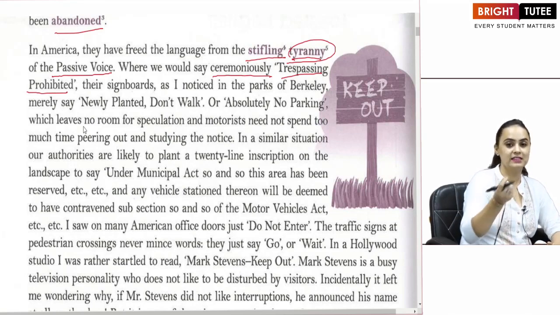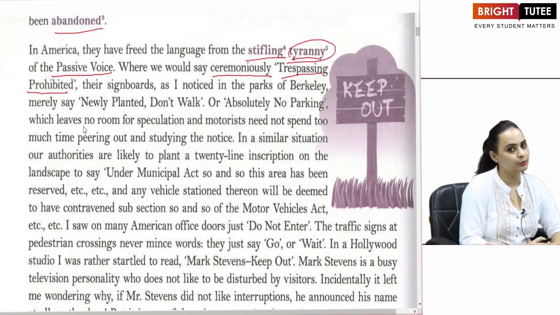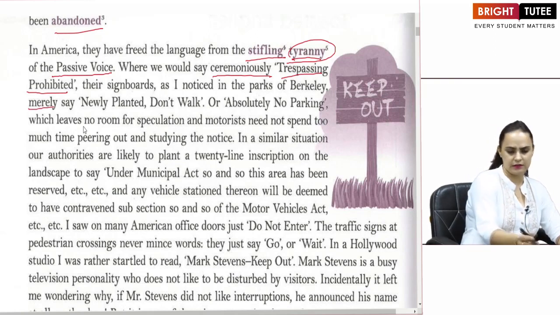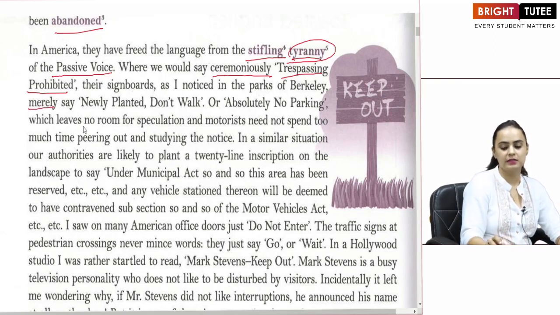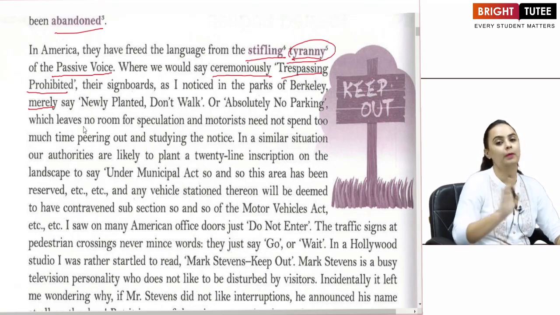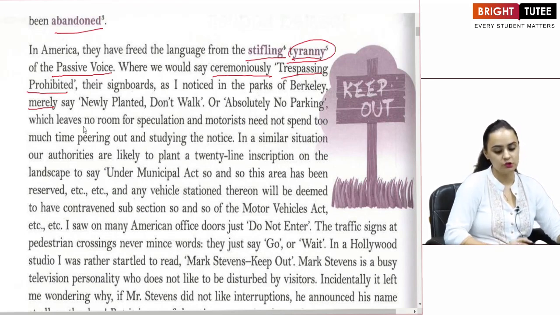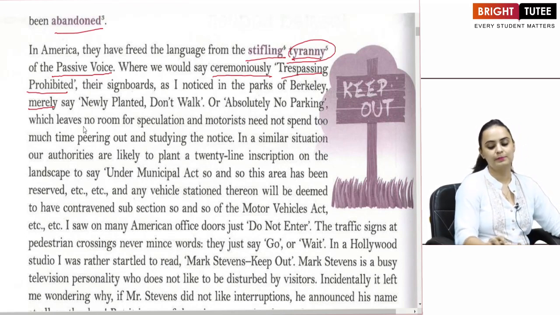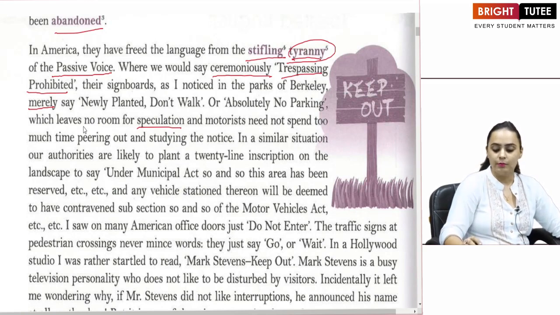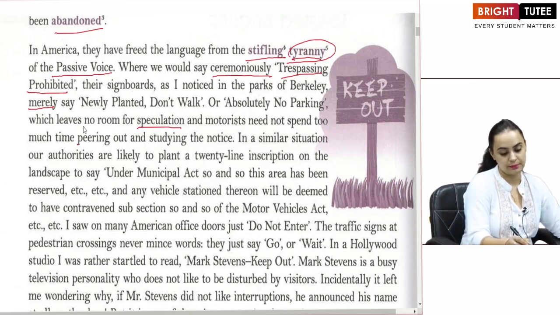rather than using such difficult words, what do the signboards say? He says that I noticed in the park of Berkeley, which simply read, newly planted, don't walk. That these plants inside the park are newly planted, so don't walk on them. Or absolutely no parking. So the simplest version of language, which leaves no room for speculation. Speculation, any doubts. So there is no possibility of being doubtful about anything at all, and motorists need not spend too much time peering out and studying the notice. Peering, looking.